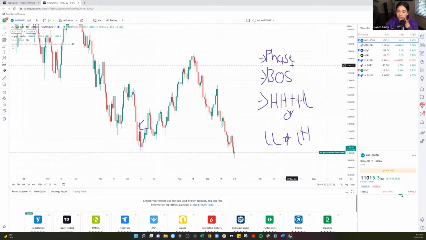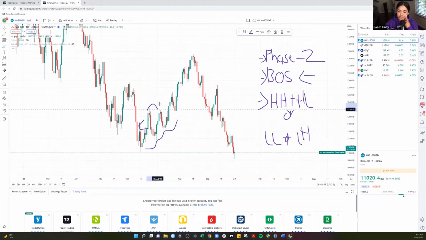We have the phases, which we will need 2 phases to complete a trend. We have the break of structure. And of course, the last thing that we need is the market making higher highs and higher lows. That's another thing to factor in.